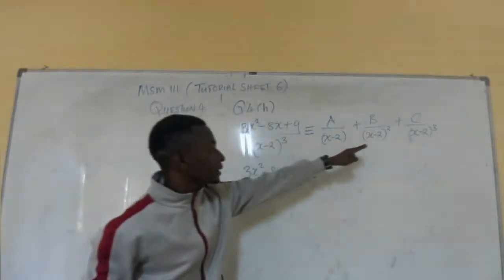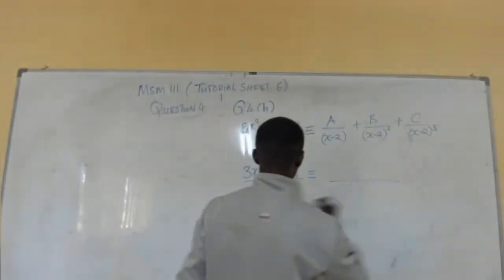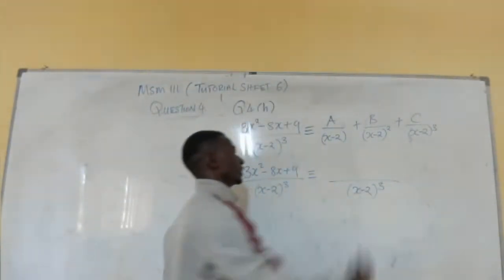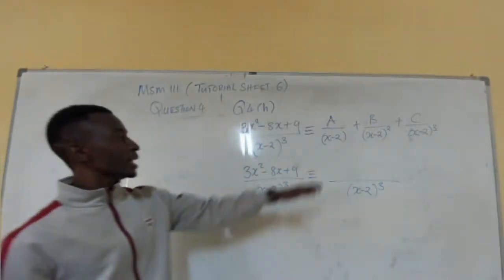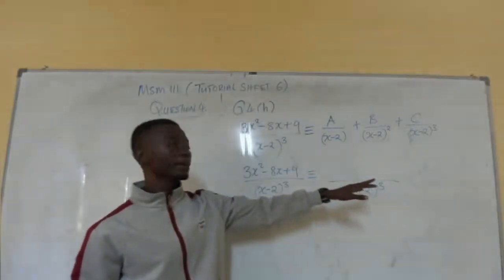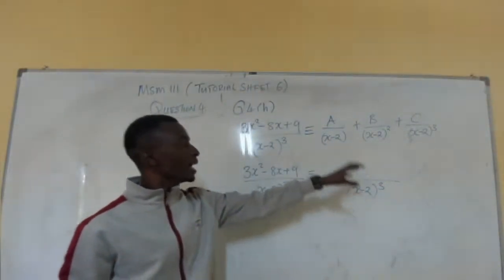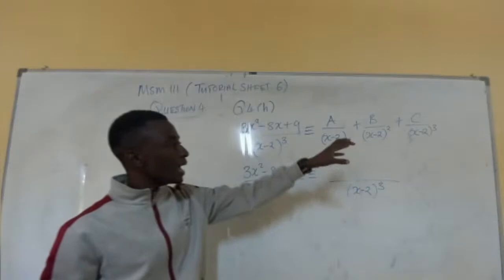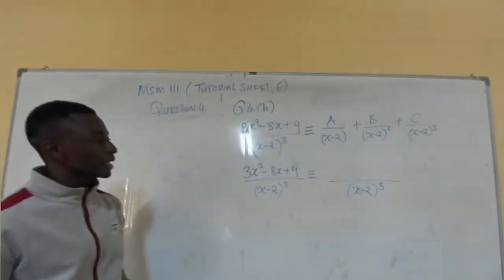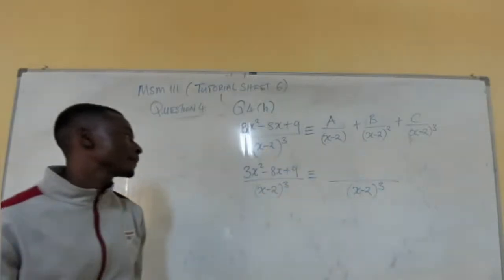What is your common denominator there? Our common denominator here is x minus 2 to the power 3. Why? Because x minus 2 can go into x minus 2 to the power 3, and x minus 2 to the power 2 can also go into it, and x minus 2 to the power 3 can also go into it. So that's why our common denominator is x minus 2 to the power 3.